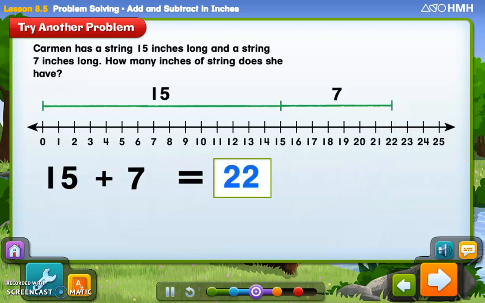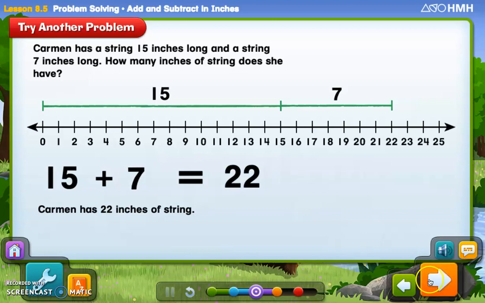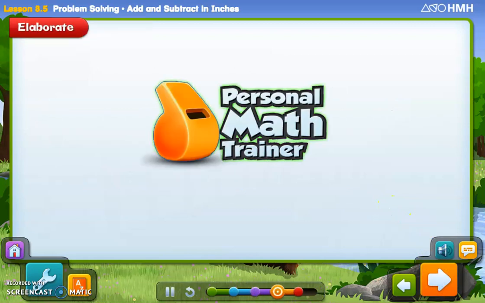That's right. 15 plus 7 is equal to 22. So Carmen has 22 inches of string. Okay, so pretty easy, especially if you use a number line. It's going to help you a lot. And just remember, what are we looking for, and what information do we have that's going to help us find what we're looking for. Now let's practice with the personal math trainer.